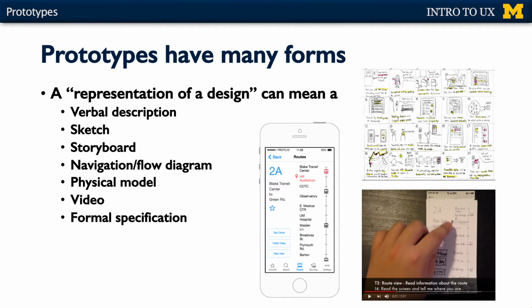Prototypes can take a lot of different forms. So that notion of a representation of design can really mean a lot of different things that we might produce during a UX design process, ranging from just a verbal description of a design idea to a sketch or a storyboard or a flow diagram to a physical model, a video, a specification. It can mean lots of different things. But usually in UX, when we use the term prototype, we're talking about a representation of the system as it will be experienced by end users.